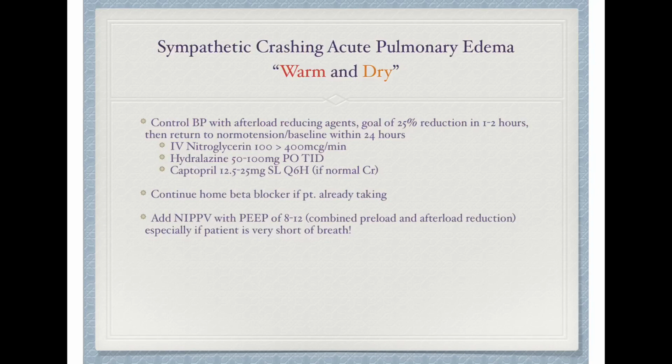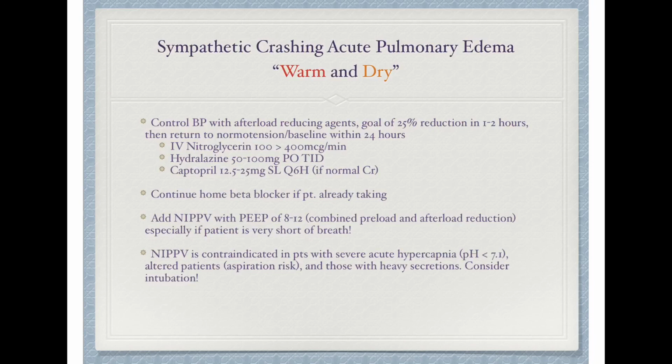The use of positive pressure ventilation is very effective in these patients as it leads to combined preload and afterload reduction. Note that it's contraindicated to use non-invasive positive pressure ventilation such as CPAP or BiPAP in patients with acute hypercapnia, patients who are altered as they may aspirate and develop severe pneumonias, and those with heavy secretions. For these patients, you should consider direct intubation rather than non-invasive ventilation.